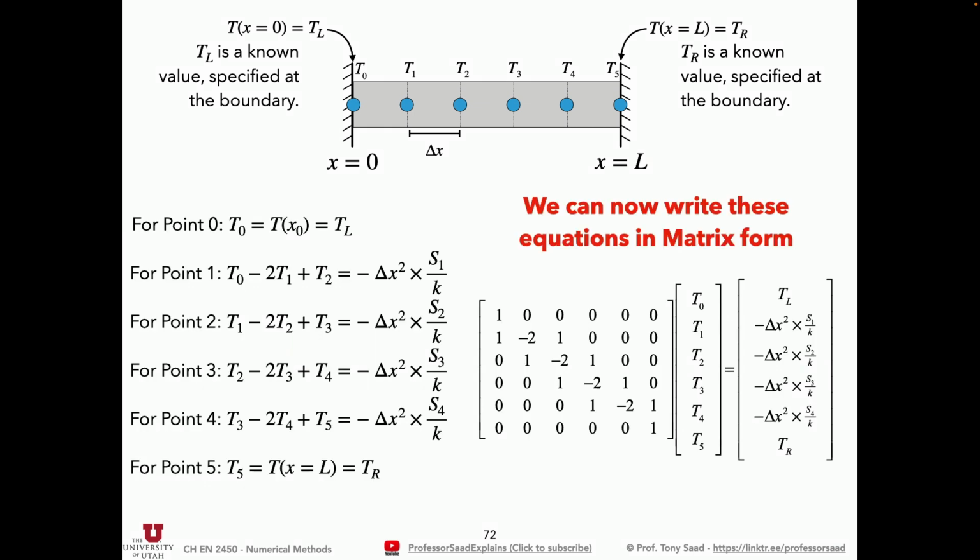Okay? Now, this is what the system would look like. I write my vector of unknowns from t0 to t5. And then I build my matrix. Remember, in the matrix, the rows represent the equations. My first equation is simply 1 times t0 equal tl, plus 0 times everything else, right? My second equation at point 1 is going to be t0 minus 2t1 plus t2. So that's t0 minus 2t1 plus t2 equal minus delta x squared times s1 over k, and so on.